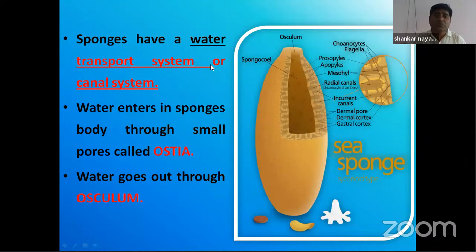Sponges have a water transport system or canal system. This is important to remember. On their body surface, we can find tiny pores which allow water inside their body. Those pores are called ostia. Through the ostia, water constantly enters their body. And the water comes out from a larger opening called osculum. These two pores are important, ostia and osculum. Water enters through ostia and comes out through osculum.